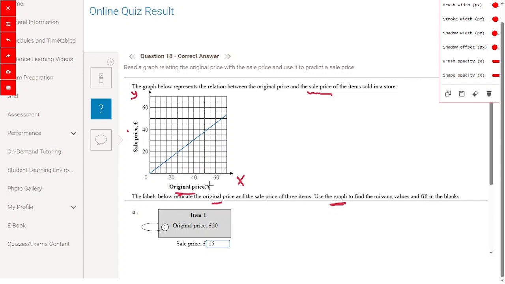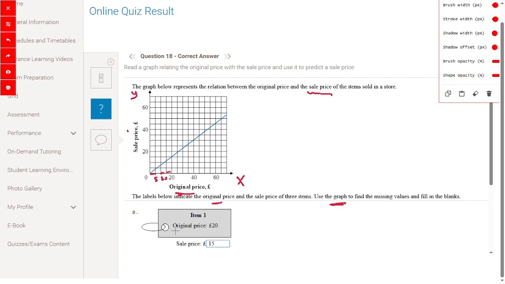Okay, now here let's see this graph. Let's see the scale of this graph. We see here we have 0, 20, 40, 60 for x, and 0, 20, 40, 60 for y. So how many squares do we have here? We have 1, 2, 3, 4. So 20 divided by 4 will be 5. So each square will be 5. At the same time here.